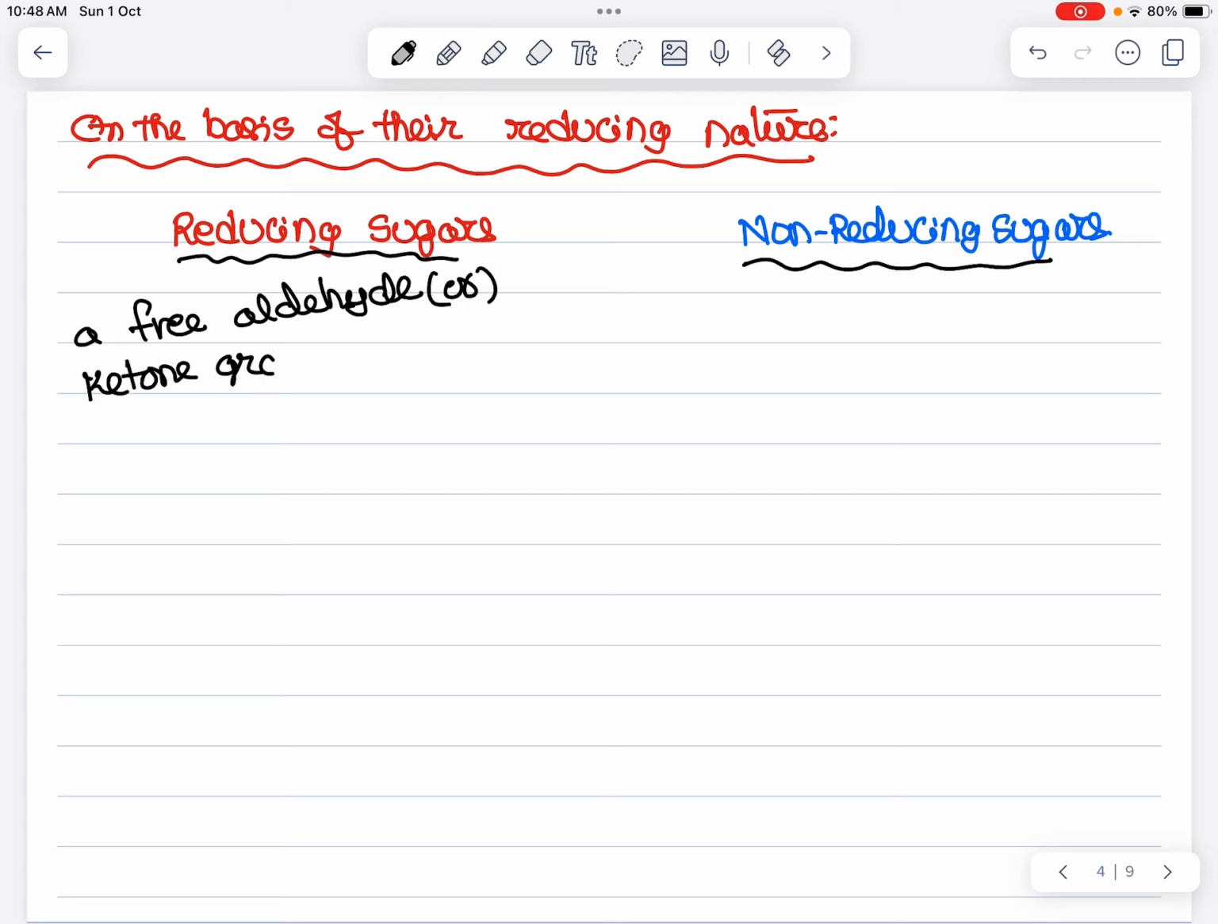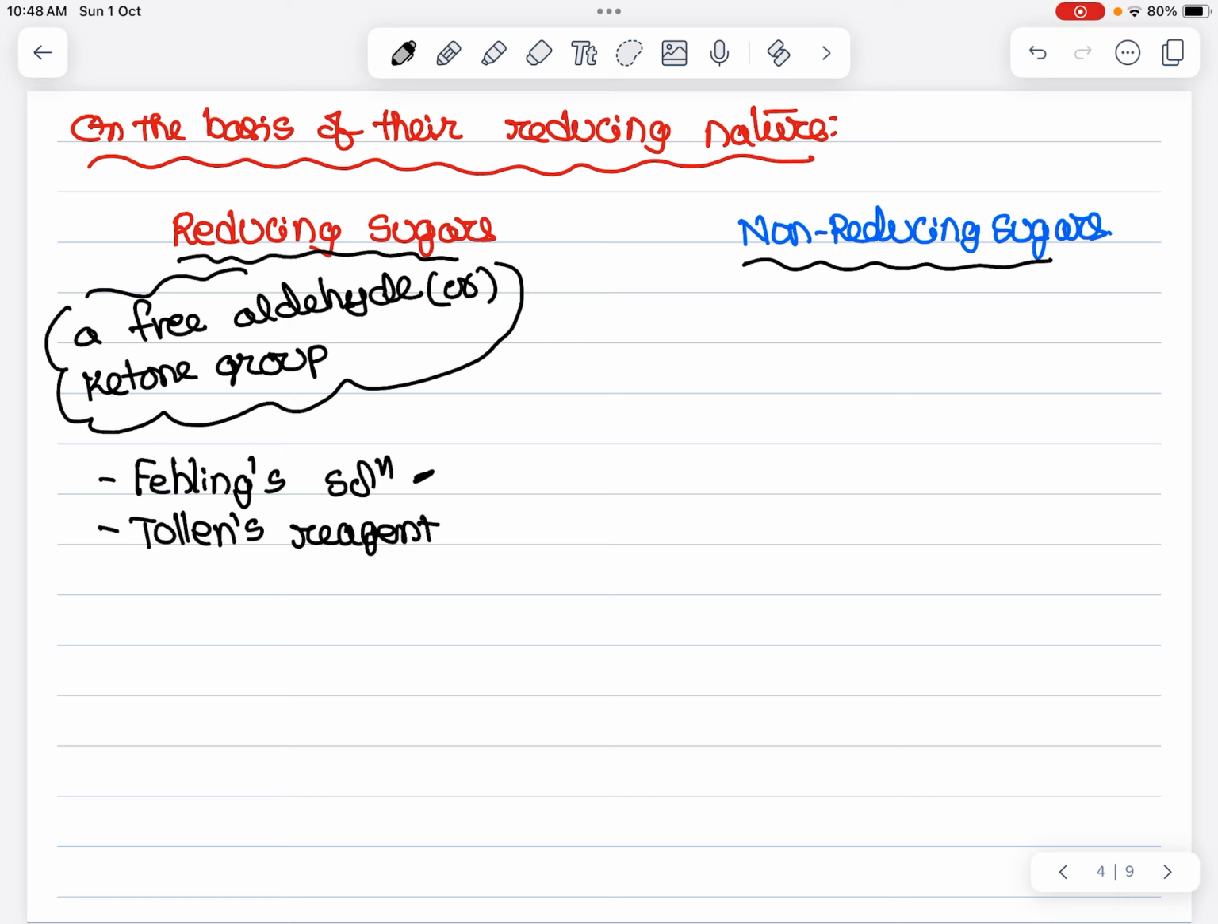Fehling solution is a deep blue color alkaline solution, contains copper sulfate. For aldehydes, the color of the solution turns into dark red precipitation of Cu2O, copper 1 oxide. It doesn't give any change in color for ketones. For aldehydes, the deep blue color alkaline solution turns into dark red color.